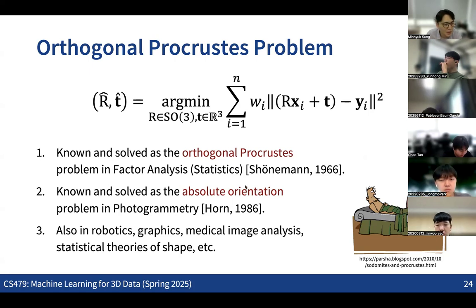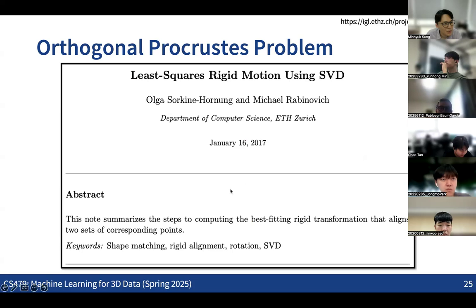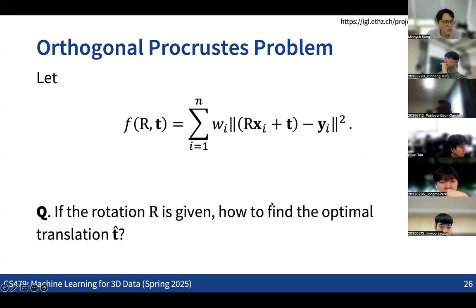Okay? And for more details, if you are interested, I also strongly recommend you check out this document here, which is called Least-Squares Rigid Motions Using SVD, and we are also going to get into some more details here. Okay? So actually, let's go with some kind of easier thing first. Okay? So now we are basically optimizing this function with respect to the rotation and the translation, right?